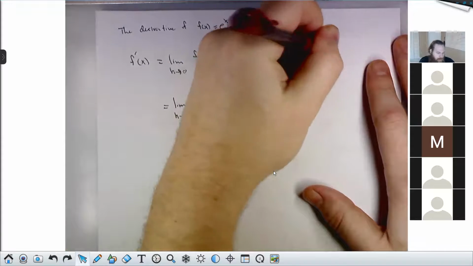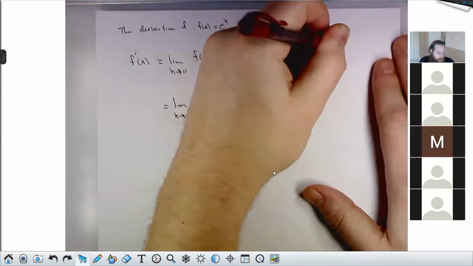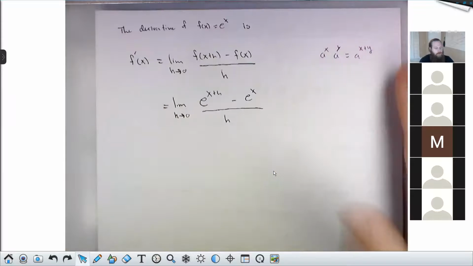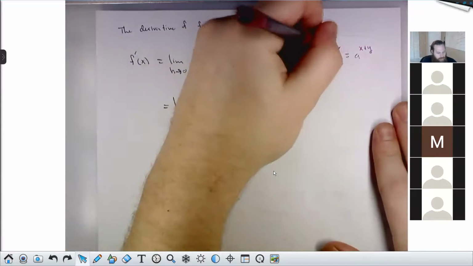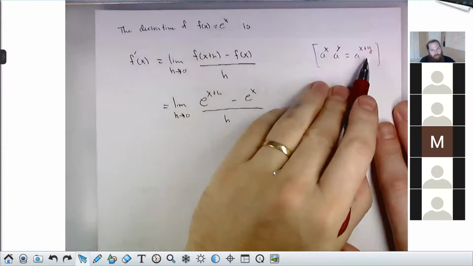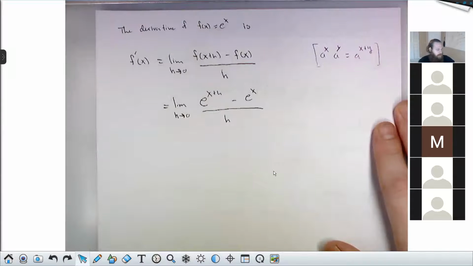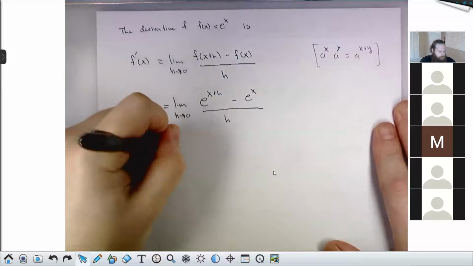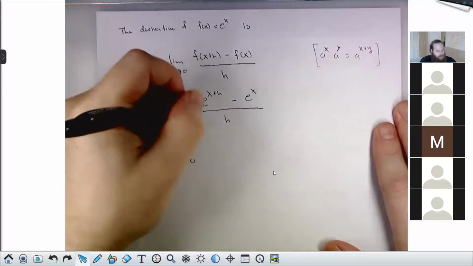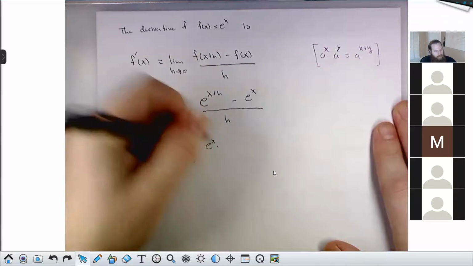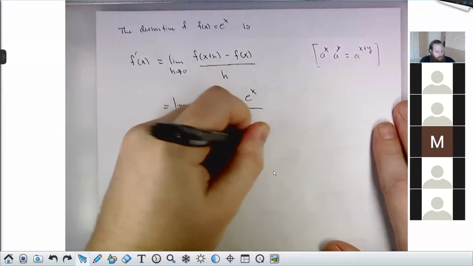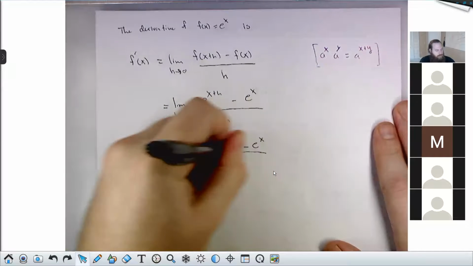A to the x times a to the y is a to the x plus y. You can use this backwards to say something like this is the same as something like this. So in particular, e to the x plus h, in the limit as h goes to 0, e to the x plus h is e to the x times e to the h. And then over here, I still have my minus e to the x, and downstairs, I still have h.